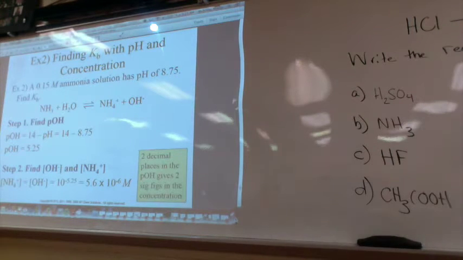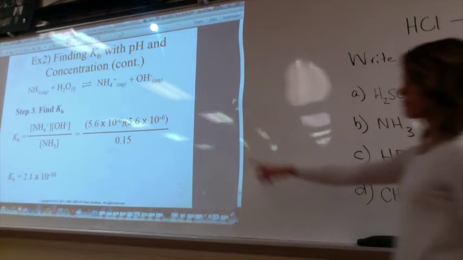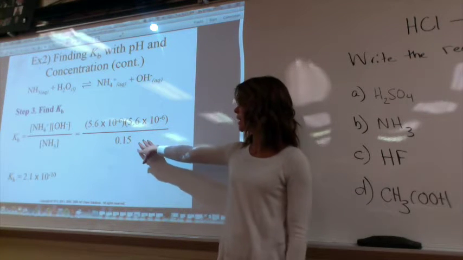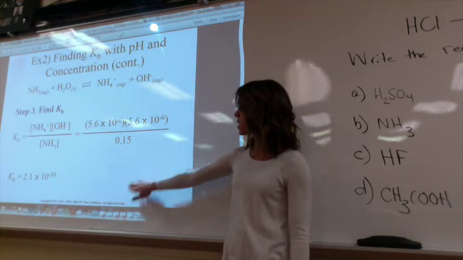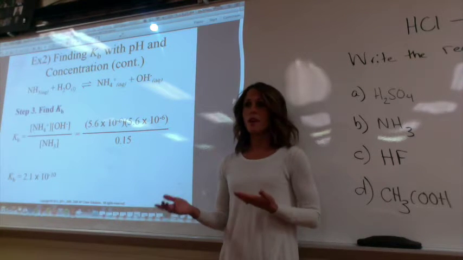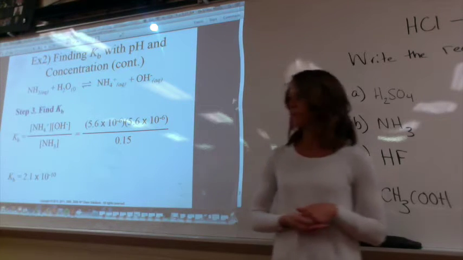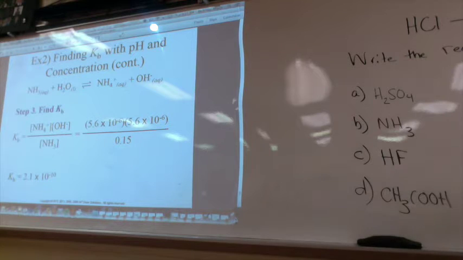Okay, so after we find our concentrations, like I said before, we know that the ammonia doesn't change by much. So we can just ignore the change and plug in the concentration directly. So you just plug in all of your values for your numerator and denominator, you solve for Kb. If it asked you to find Ka, you would just do Kw is equal to Ka times Kb. Remember, K's don't have any units, so this answer is acceptable.